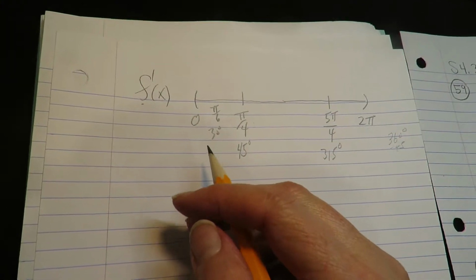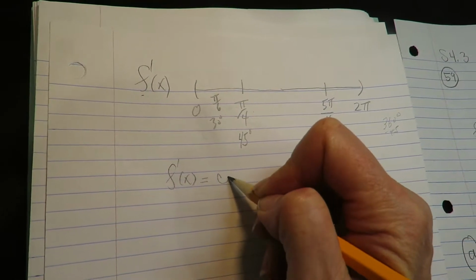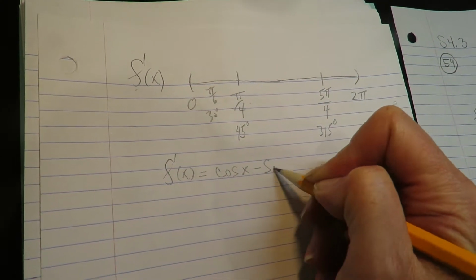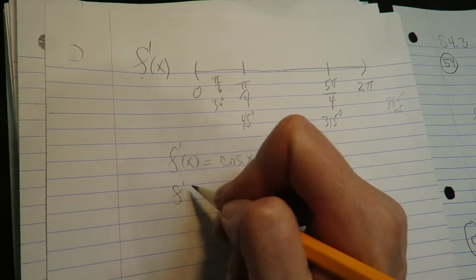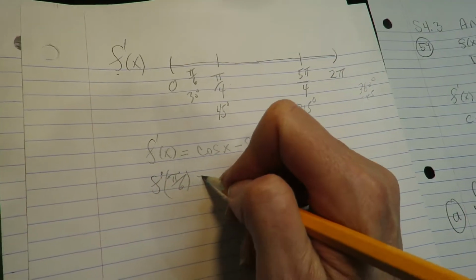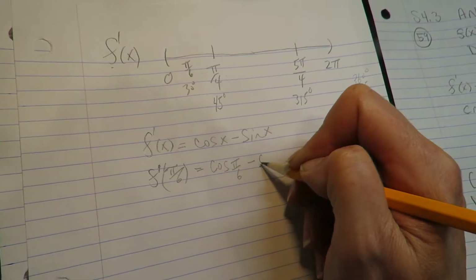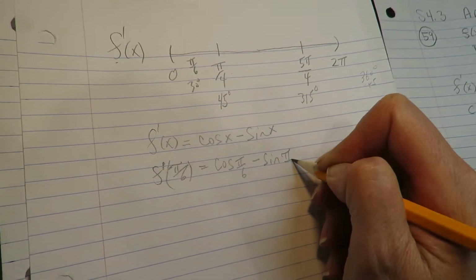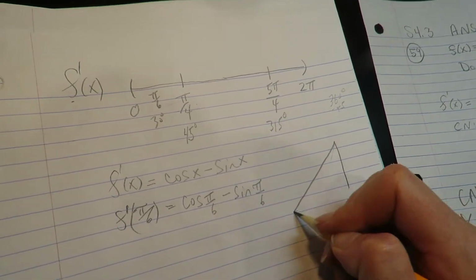So let's write down the derivative over here. So f prime of x is equal to cosine x minus sine of x. So again, you just want to know whether things are positive or negative. I'm plugging in pi over 6. And you guys know by now that I love my triangles.